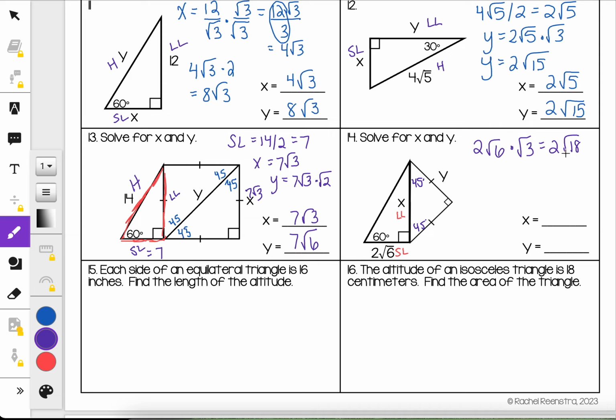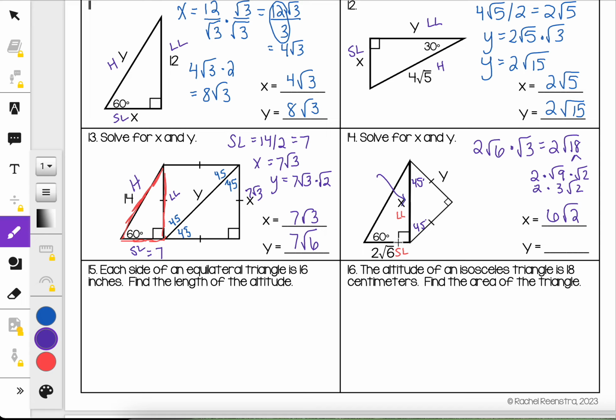Now we wanna simplify that square root of 18. That can be broken up into the square root of 9 times the square root of 2, which is going to be 2 times 3, because the square root of 9 simplifies to 3, times the square root of 2. All right, so x is going to equal 6 root 2 because we're multiplying that 2 times 3 together.